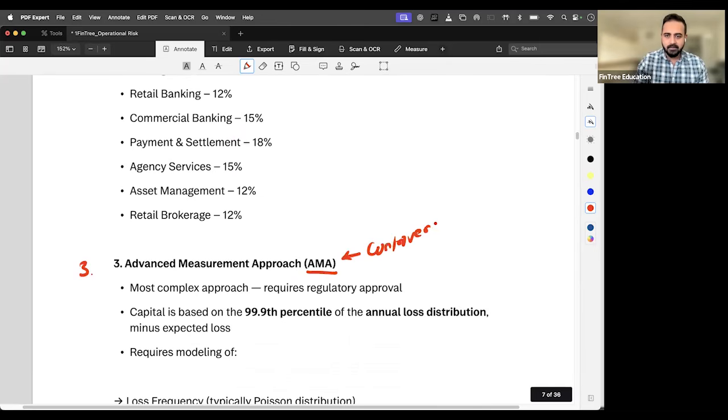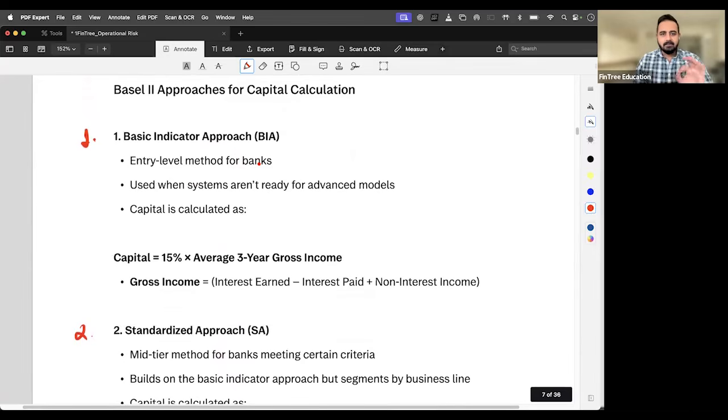In fact, this was one of the reasons why Basel III discarded the whole three approaches: because of AMA. There was a lot of controversy around it, so we'll see all of that. First, the basic indicator: a simple, straightforward, entry-level model. It will be used when systems aren't ready for advanced models. So when you cannot use the standardized approach or the AMA approach, then you use the basic indicator approach.